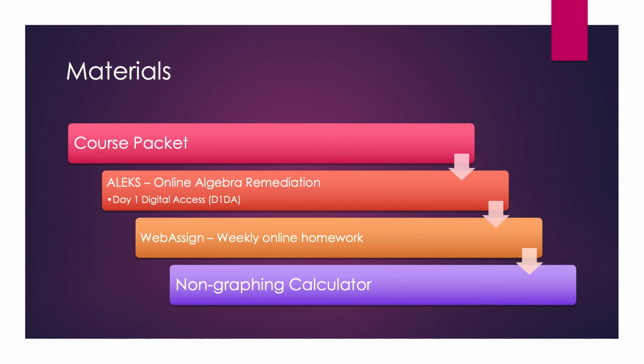Here is a list of the materials you'll need for this class. The first item is the course packet. This can be purchased through the bookstore for roughly $12. You can have it mailed to your home, or you can come on campus and pick it up.